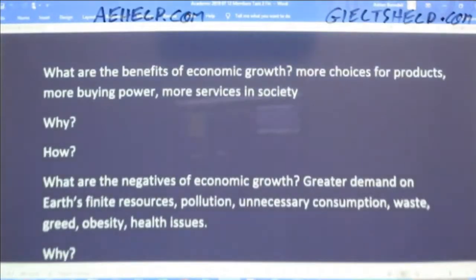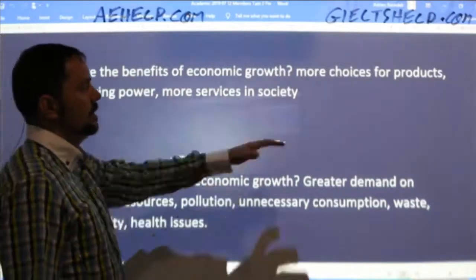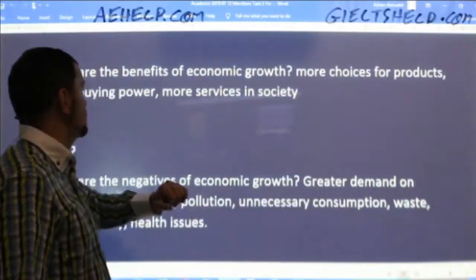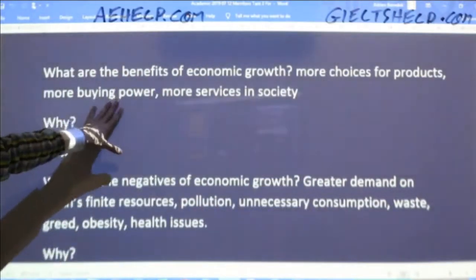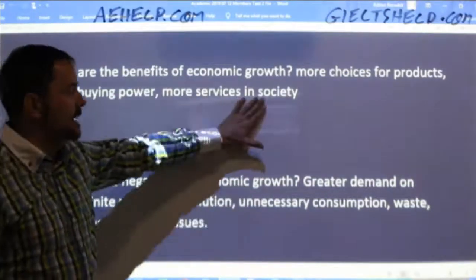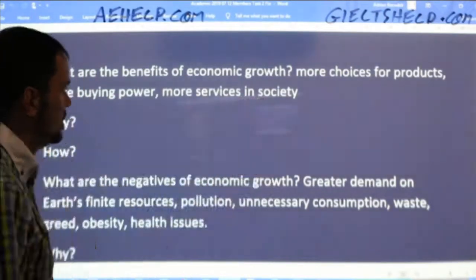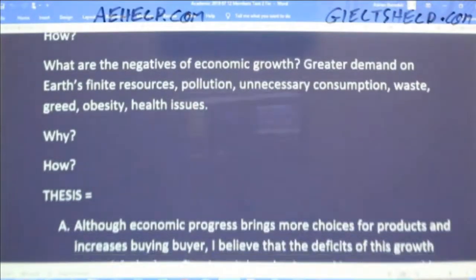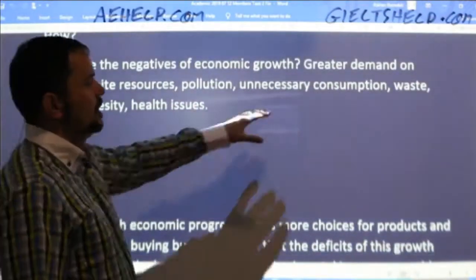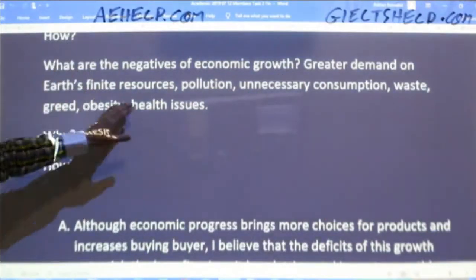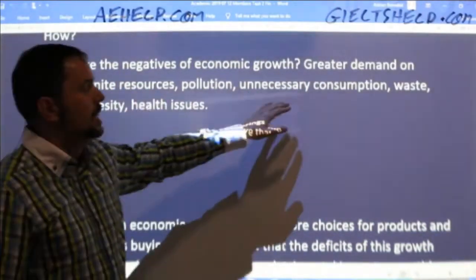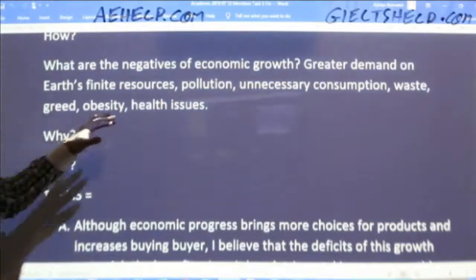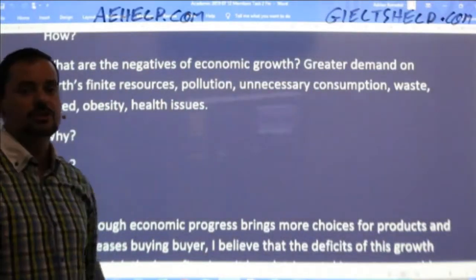And then we realized, well, the benefits are more choices for products. People have more buying power. Society builds more and provides more services. And then we thought about the negatives. The negatives are greater demand on Earth's finite resources, pollution, unnecessary consumption, waste, greed, obesity, health issues. So those are the negatives.